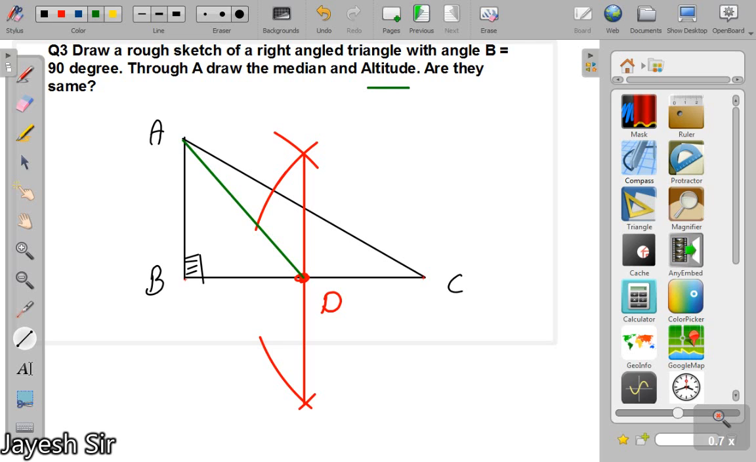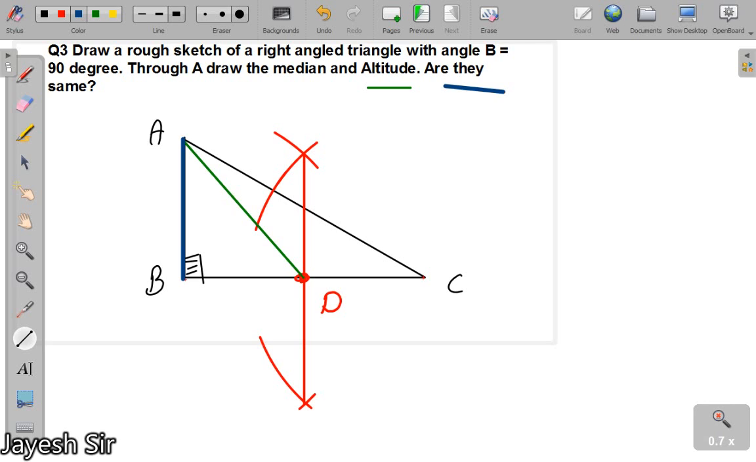Next you are asked to draw the altitude of the triangle, but you already have the altitude of the triangle as AB. See, AB is perpendicular to BC, so AB is already the altitude of the triangle. Okay, so are they the same? No, they are not the same.